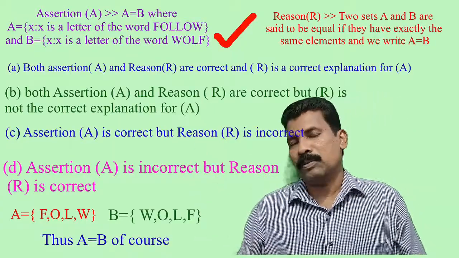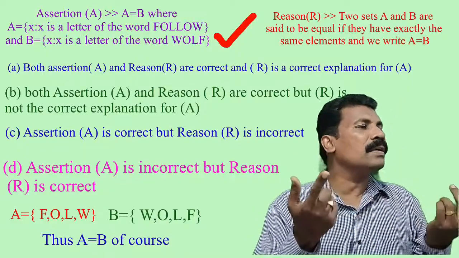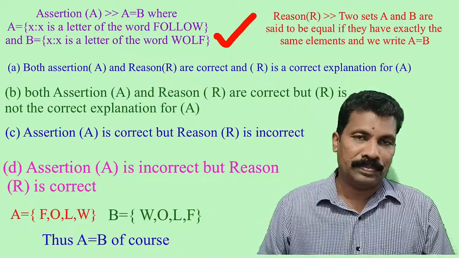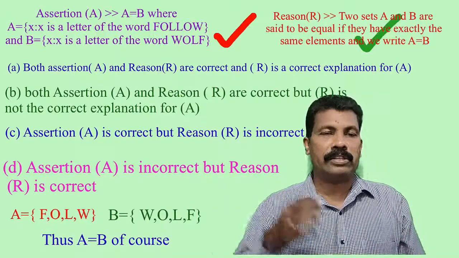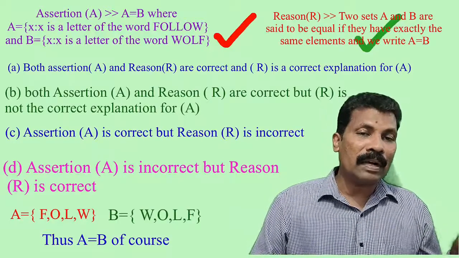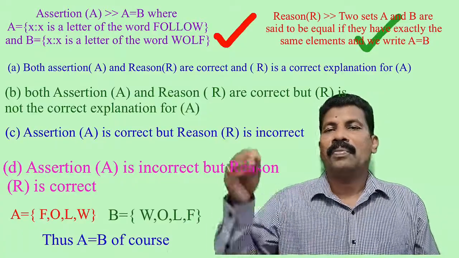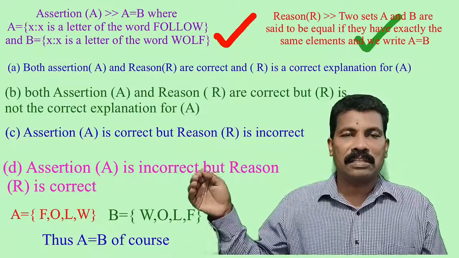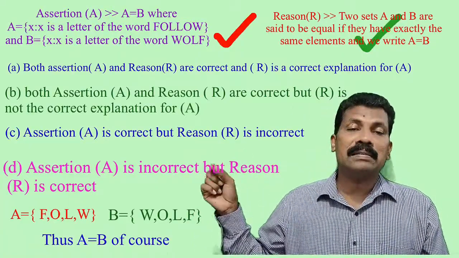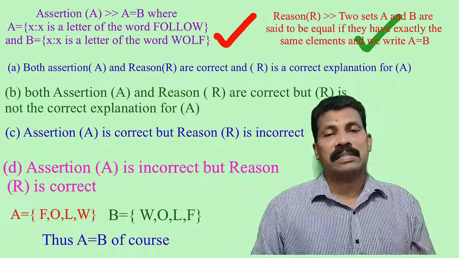Now what about the reason statement? A reason statement says that two sets A and B are equal if they have exactly the same elements, and that is once again a correct statement. And here we can see that in order to claim that two sets given in the assertion are equal, the exact reason, the second statement, justifies it. Simply speaking, given reason, that is the second statement, is a correct explanation for the given assertion.